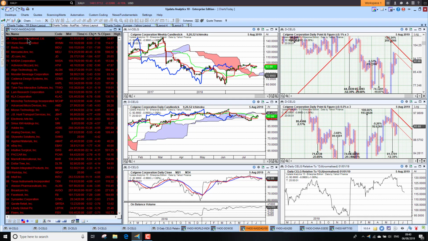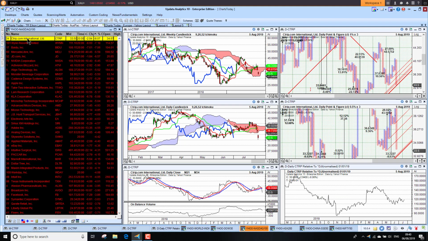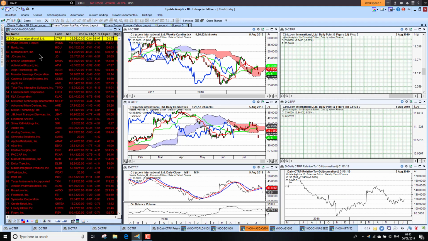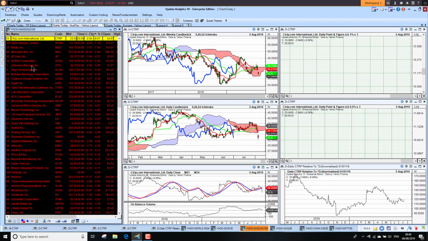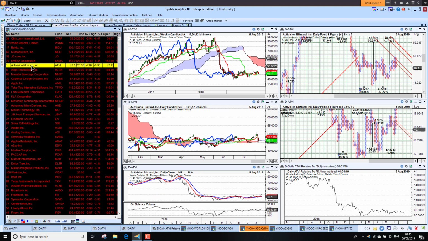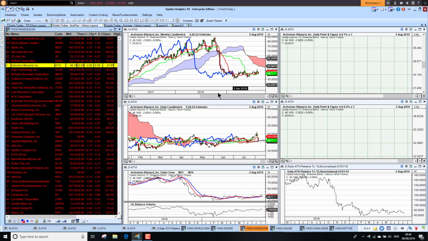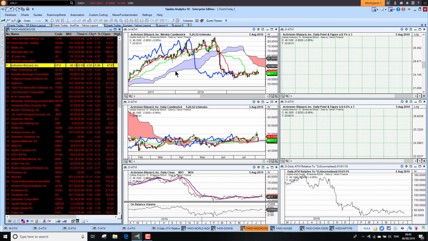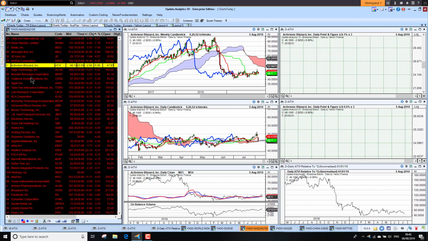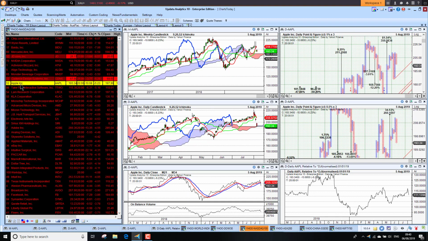C-Trip were down 8%, and so we saw lots of big moves here. Activision Blizzard down 6%. Those shares are really in the doldrums there. So we are seeing quite a lot of falls there as well, and we mentioned Apple. They were in that fall as well.